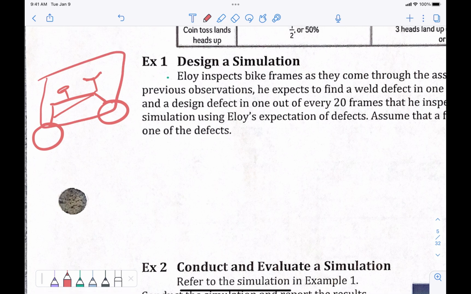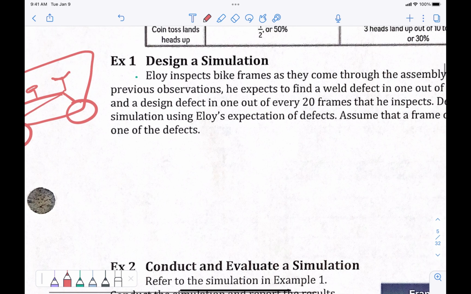And these bike frames are going down an assembly line. His job is to inspect them and make sure there's nothing wrong with them. We know that in an assembly line, even if somebody is putting them together by themselves, things can go wrong, and we could end up with some defects, right? So he has a weld defect. I'm going to call that a WD, a weld defect in 1 out of every 10 bikes. That is not a very good odd. That means 10% of the bikes are defective with a weld of some sort.